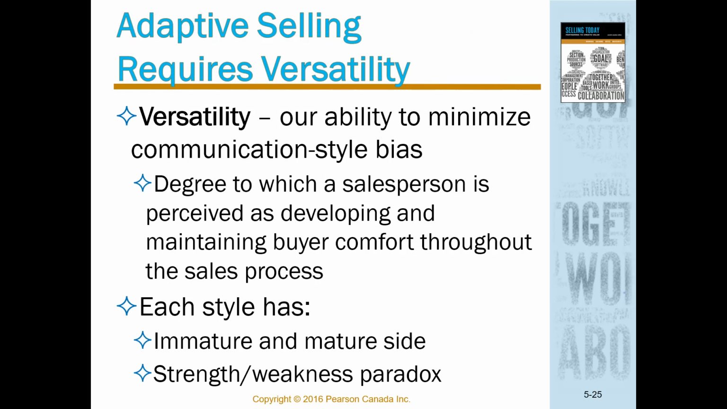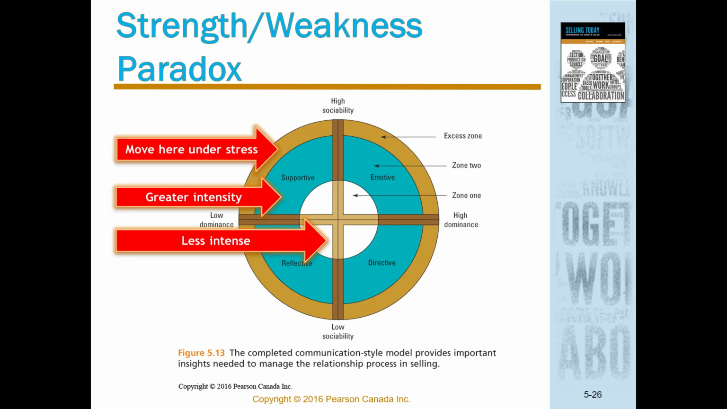So adaptive selling certainly does require versatility. Each style has a certain side, a certain weakness or a certain strength. And if we look at what we talked about, we looked at the two dimensions, which were dominance and sociability. We looked at the four different styles. Now let's look at the strength-weakness paradox. Here you have three, or we call them zones actually: zone 1, zone 2, and zone 3.